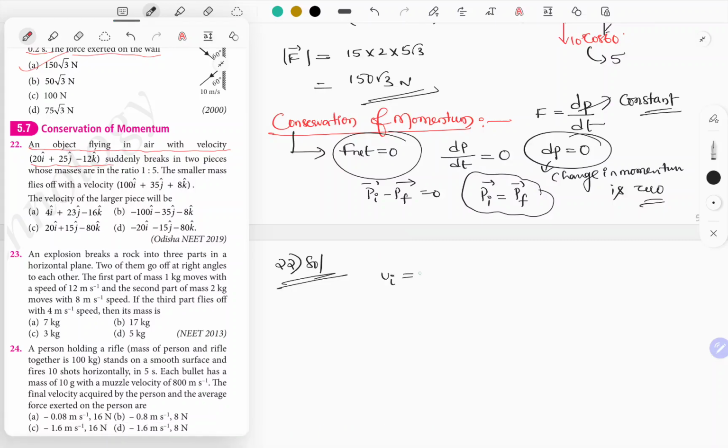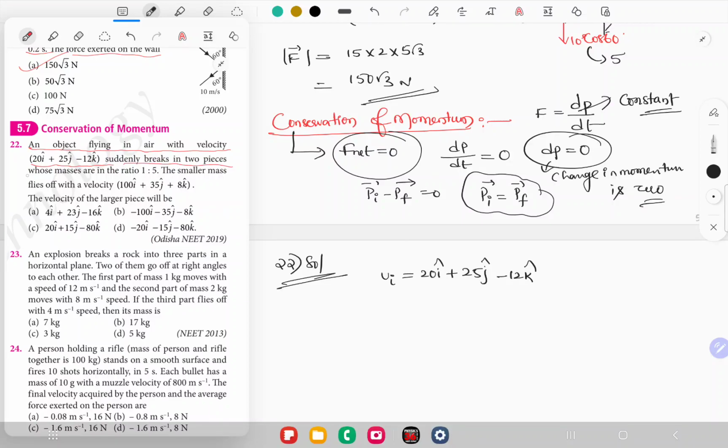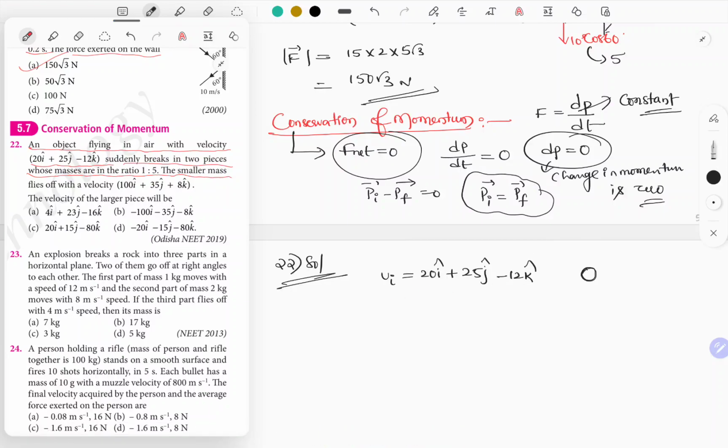Velocity of the object, initial velocity is equal to 20 i cap plus 25 j cap minus 12 k cap. Suddenly breaks into two pieces whose masses are in the ratio 1:5. So particle suddenly breaks into two pieces. Initially it is not at rest position. Initially it is moving. Let us say mass of the particle is m. They didn't give mass of the original object, but they have given ratio of the particles after explosion.